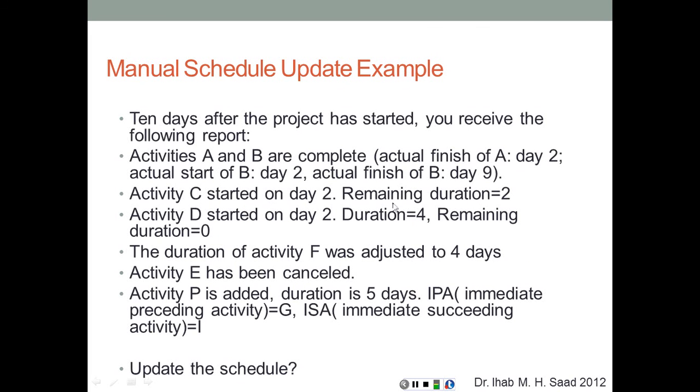C started on day 2 with a remaining duration of 2 days. D started on 2, duration 4, remaining duration 0, which means it's complete. Duration of activity F was adjusted to 4 days. Activity E has been cancelled. P is added, duration 5 days, etc. So you can see different changes to the schedule based on the regular updates. How is that going to impact my schedule? This needs to be calculated.